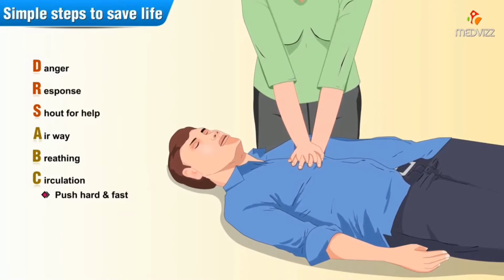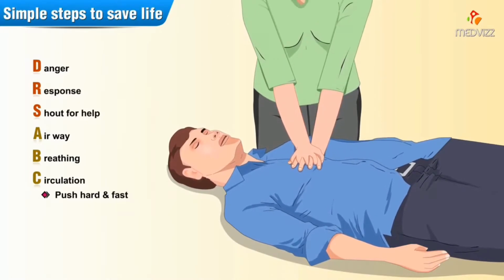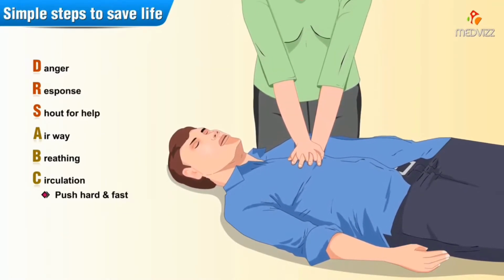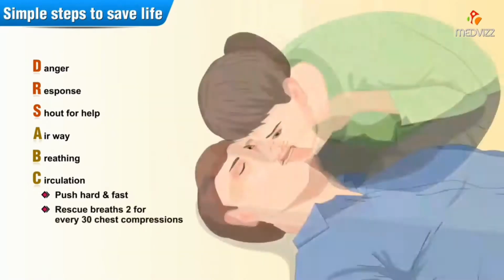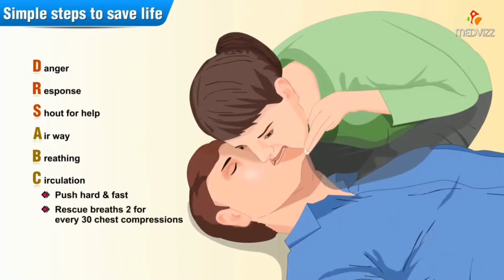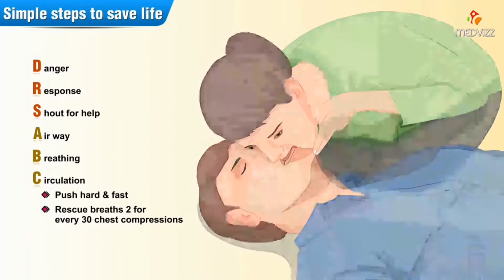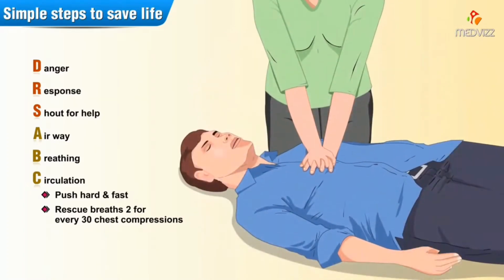Fast means around 2 times every second. And hard means that the chest needs to go down by about 5 centimetres. This might sound a lot, but you do need to push hard for it to be effective. If you have been trained, you can give 2 rescue breaths after every 30 compressions, as this helps provide some oxygen. However, if you have not been trained or are not comfortable, just keep going with hands-only continuous chest compressions.